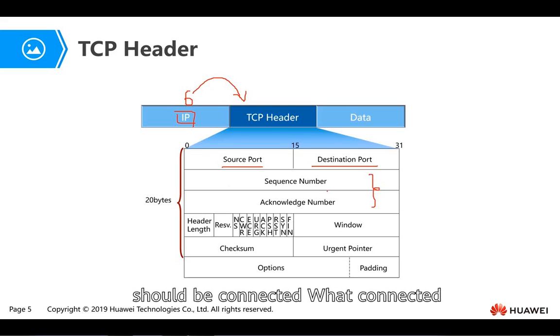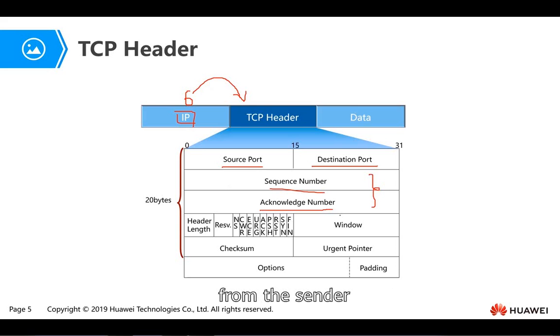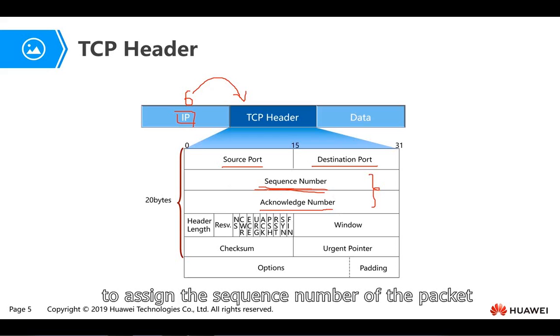What's connected? They will confirm which packets, which bytes I have received and which I have not received yet. They use the sequence number to confirm how many bytes I have received from the sender. And of course, when it is sending out, it assigns the sequence number of the packet.